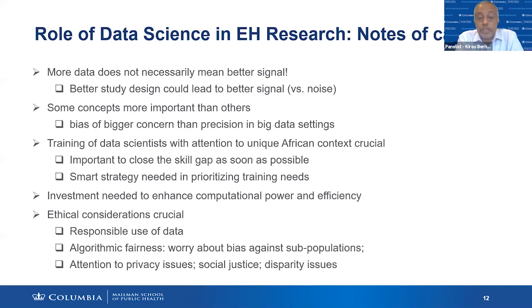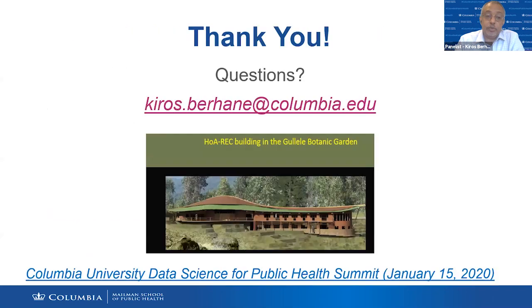I don't have time to go through details on this, but we can come back to this later. It's important to close the skill gap as soon as possible, and a smart strategy is needed in prioritizing training needs. Investment is needed to enhance computational power, but also efficiency. But finally, and not least importantly, ethical considerations are crucial. We have to have responsible use of data. We need to have what we call algorithmic fairness. In other words, we need to worry about bias against subpopulations, especially vulnerable populations. We need to pay attention to privacy issues, to social justice, and to disparity issues as well.